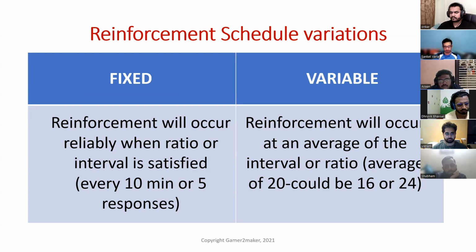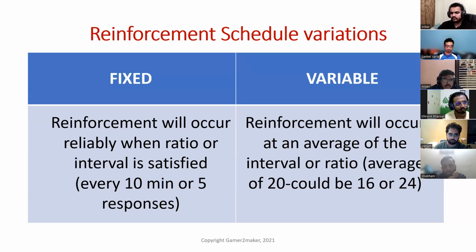So listen very carefully. Variable is when the reinforcement will occur at an average of the interval or ratio. So you can hard code into the game that what we'll do is we will give a reward to the player for every 24 hours of time that the player spends in the game. But we will not give it at exactly 20 hours. We'll put in a variation in which the average will be 20 hours, but sometimes it can be 16 hours, sometimes it can be 30 hours, sometimes it can be 10 hours, sometimes it can be 5 minutes, sometimes it can be 40 hours. So you will get a reward based on time, but it's not going to be fixed. It's going to be variable.